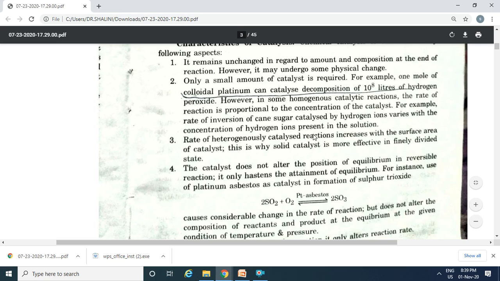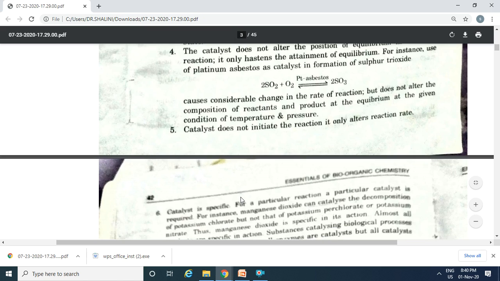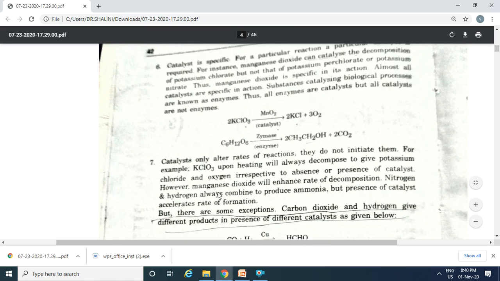The rate of heterogeneously catalyzed reactions increases with the surface area of the catalyst. A solid catalyst is more effective in a finely divided state. The catalyst does not alter the position of equilibrium in a reversible reaction. A catalyst does not initiate the reaction; it only alters the reaction rate. Catalysts are specific for a particular reaction.